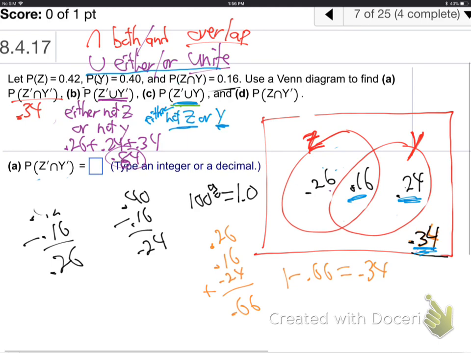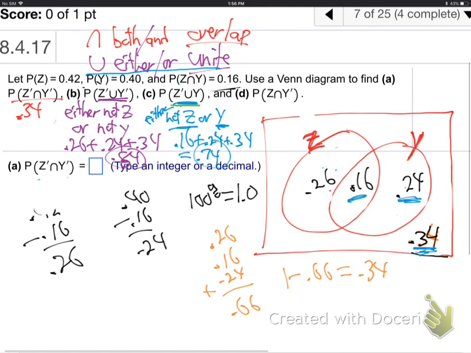So not in Z, either not in Z or in Y. So it's those three added up: 0.16, 0.24, 0.34, whatever that is, 58, 74. 74 on that. Is that making sense?